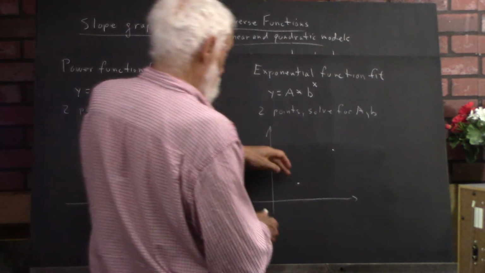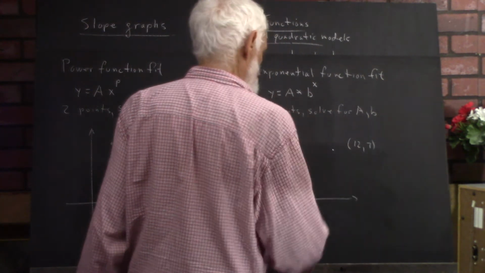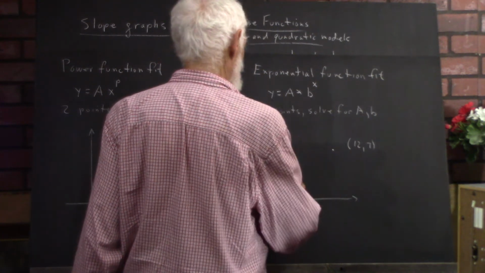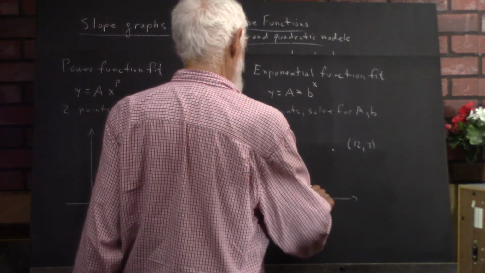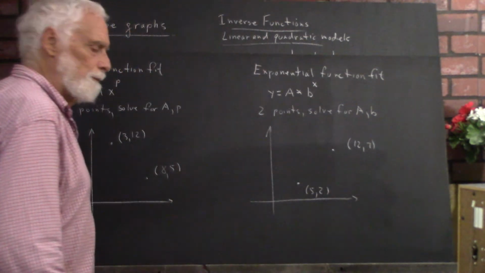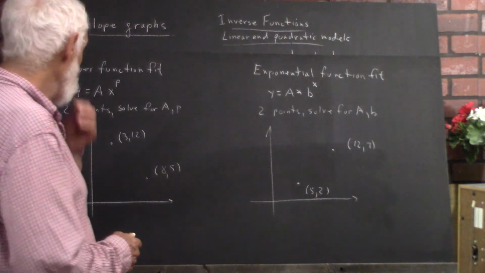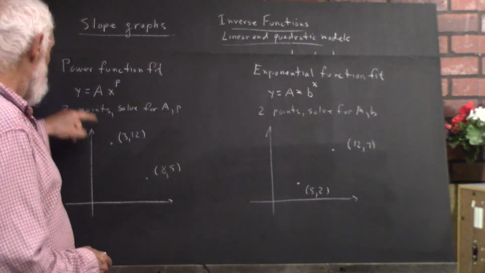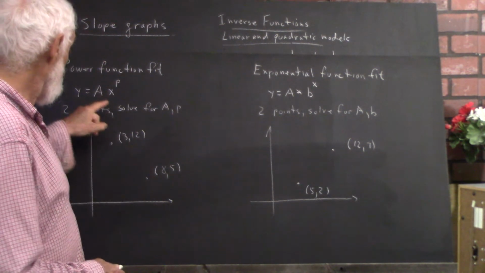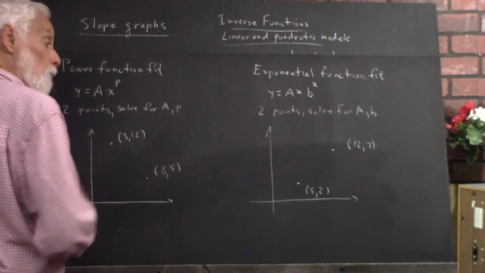Okay, over here, let's say this point is 12, 7, and if that's 12, then this is probably about, might be 5, probably not, but we'll call it 5. And if that's 7, this is, say, 2. Not all that accurate, but it doesn't matter, we're just using this for illustration. Okay, now if I want to fit a power function to these points, you notice that I have 2 points, and I have 2 parameters, A and P. So I plug the coordinates of the points in.